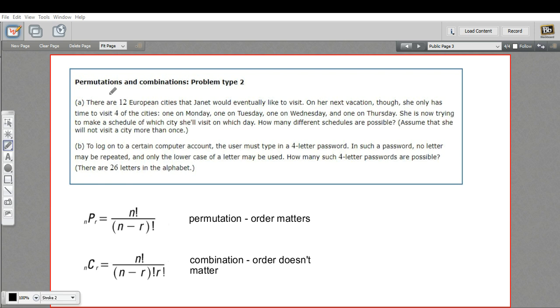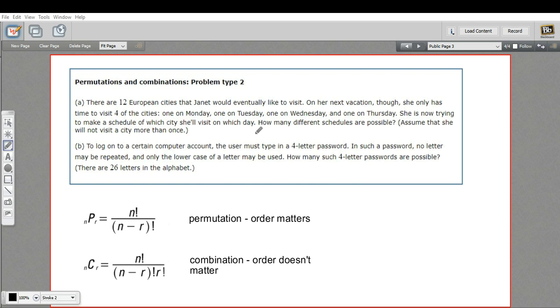It says there are 12 European cities that Janet would eventually like to visit. On her next vacation, though, she only has time to visit 4 of the cities. One on Monday, one on Tuesday, one on Wednesday, one on Thursday. She is now trying to make a schedule of which city she'll visit on which day. How many different schedules are possible? And assume she'll not visit a city more than once.